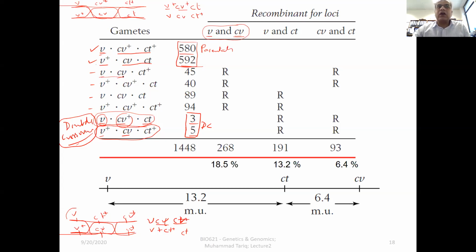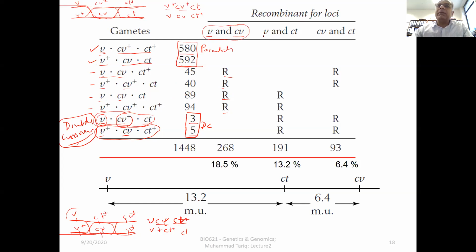This is a recombinant class, so you will write an R in front of this gamete under vermilion and cross-veinless. Vermilion and cross-veinless together, this is also recombinant because in the original parents they were not together. Then vermilion and cross-veinless mutant again is a recombinant, and vermilion and cross-veinless plus is again a recombinant.